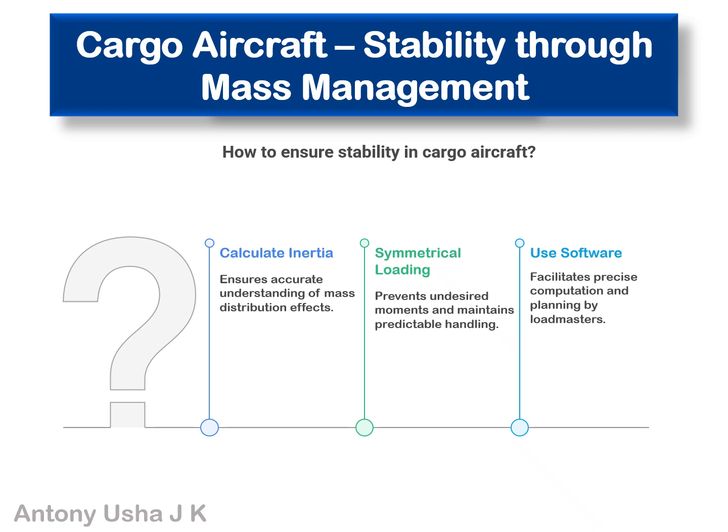To ensure the stability in cargo aircraft, three key steps must be followed. First, calculate the inertia to accurately understand how mass distribution affects the aircraft behavior. Secondly, load cargo symmetrically to prevent unwanted movements and keep handling predictable. Finally, use advanced software to perform precise calculations and assist the loadmasters in planning safe and balanced flights. These are the key points to get stability in aircraft.